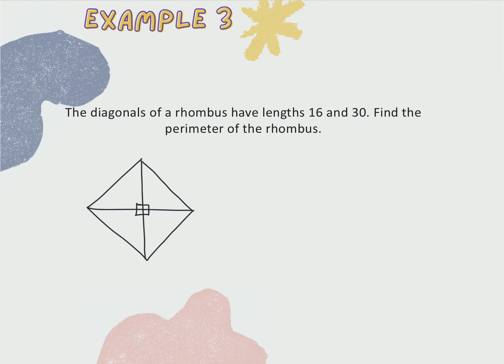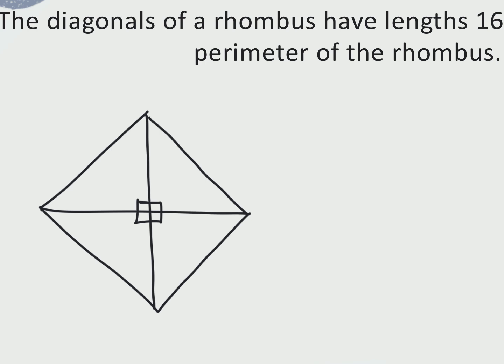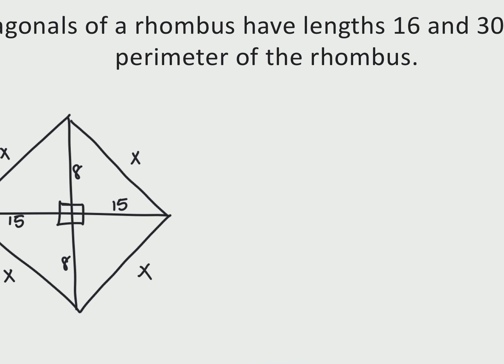I'm going to break that 16 up. I'm going to have 8 and 15. They want me to find the perimeter of my rhombus. So if I'm looking at it, I'm going to look at this as if I have a right triangle. I'm going to try and solve for my hypotenuse x.